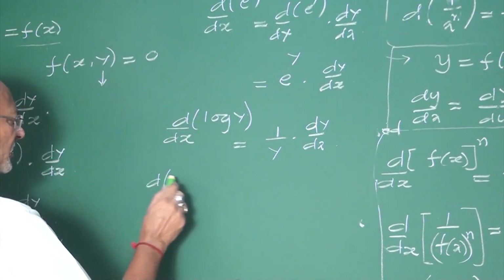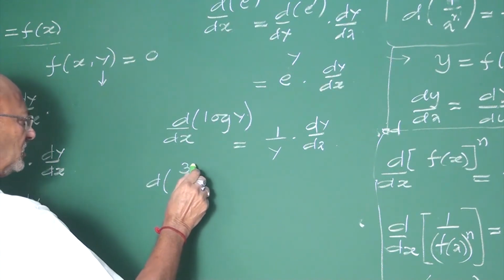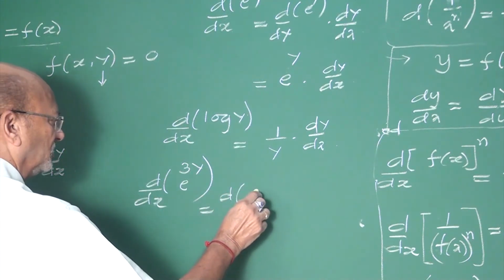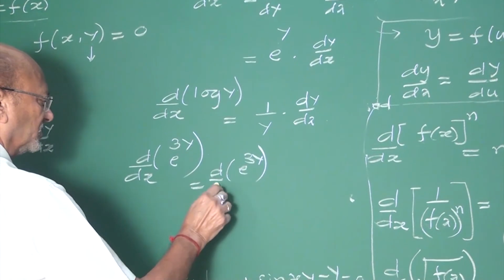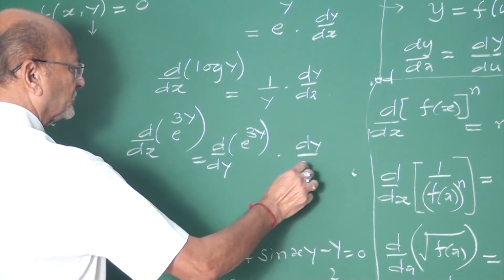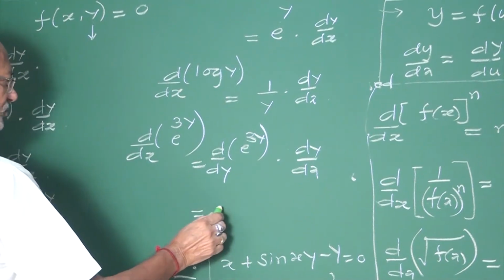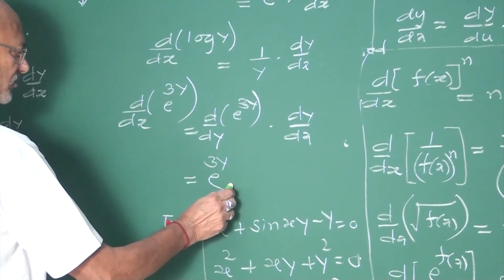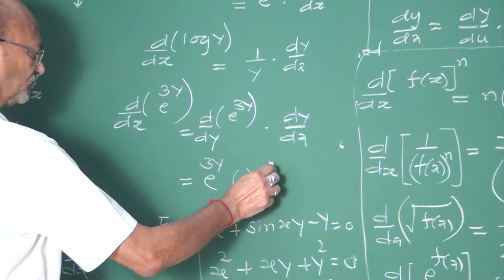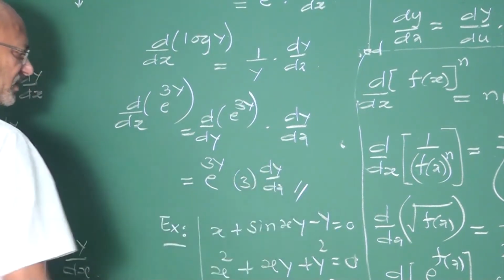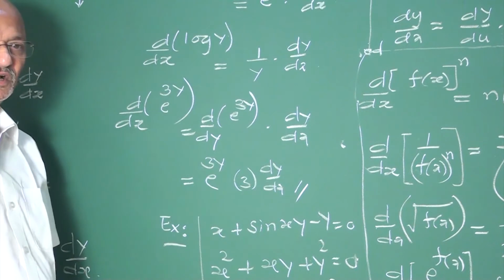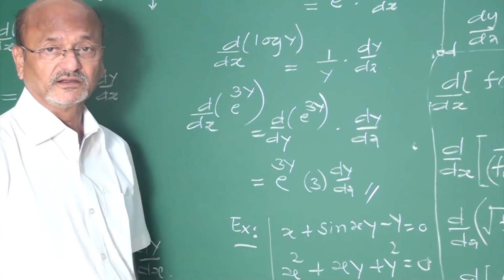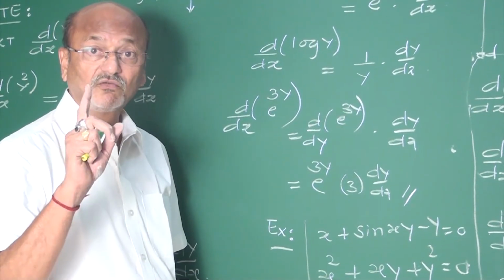Derivative of e to the power 3y with respect to x. First e to the power 3y with respect to y, then y with respect to x. e to the power f, whatever it is you have to write. Then the derivative of the power 3y is the constant 3 into dy by dx. I hope you understand how to differentiate a function other than x, that is, a function of y.